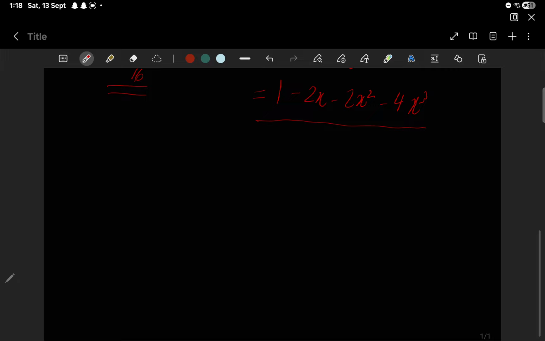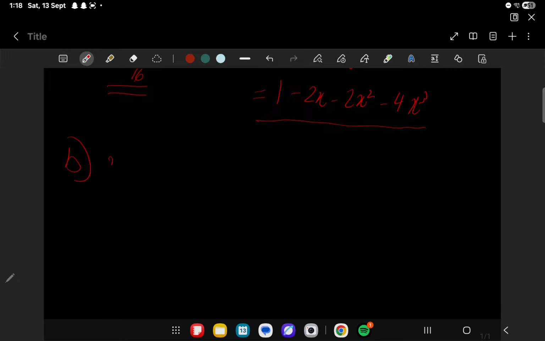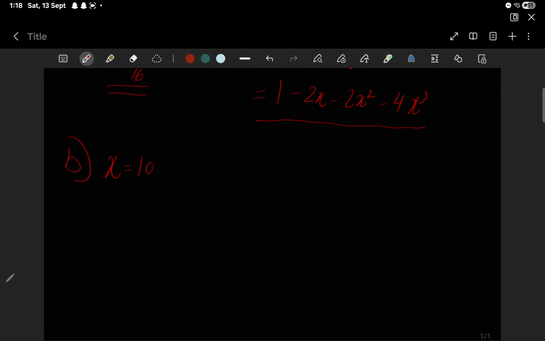Now, part B. Part B needs a little bit of focusing. It's not hard. They want us to substitute x equals 10 to the power of negative 2 in this expansion to find an approximation for the square root of 96.